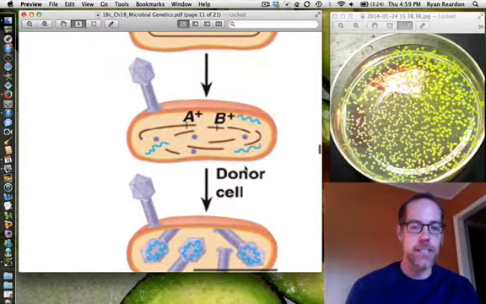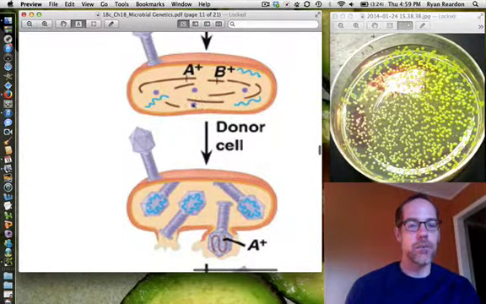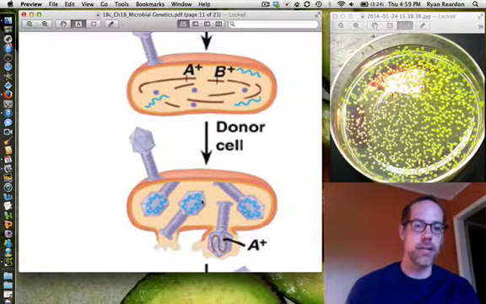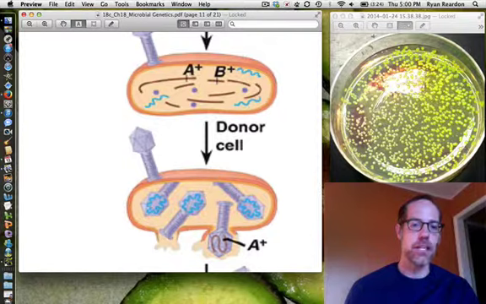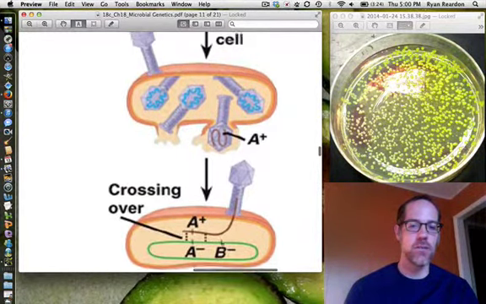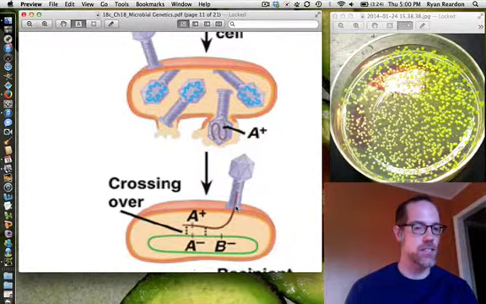And then ideally for the bacteria, for the virus anyway, you get new protein capsids, you get new viral DNA, all that stuff is packaged up, and then the donor cell or host cell splits into pieces and new viruses escape. Well, what we're looking at here is one of these protein capsules didn't pick up viral DNA, but look, it picked up host cell DNA, this A+ gene. So that's bacterial DNA in brown. And then this phage, doing what it does, goes and infects another cell.